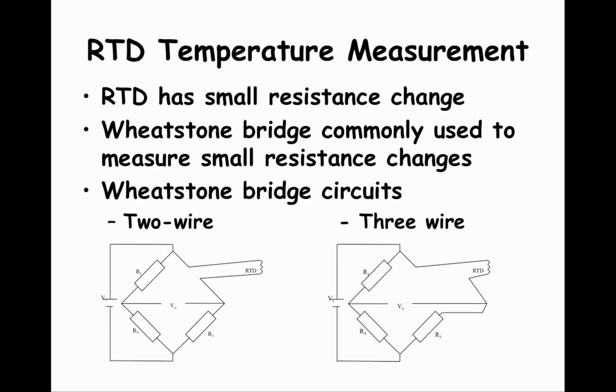With RTDs, we need to measure the resistance change, and the resistance change will be very small. Data loggers and interfacing devices normally measure voltages, so we need to use a Wheatstone bridge circuit to convert the small resistance change into a voltage that a PDAC 55 can measure. We will talk more about Wheatstone bridge circuits later. The two figures show two Wheatstone bridge circuits, and the 3-wire circuit is the preferred circuit.